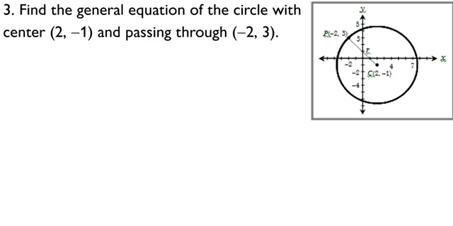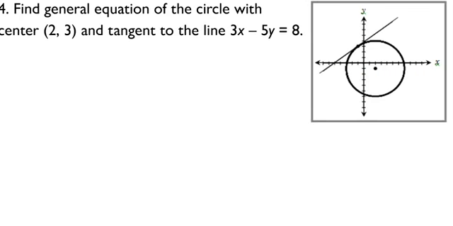So to continue, find the general equation of the circle with center and passing through a point. So this is easy. You can just use the distance formula to solve for the radius. You already know the center. That's easy. I won't give you that. Find the general equation of the circle with center (2, 3) and tangent to the line. So since you're given the tangent line equation, what can you do?